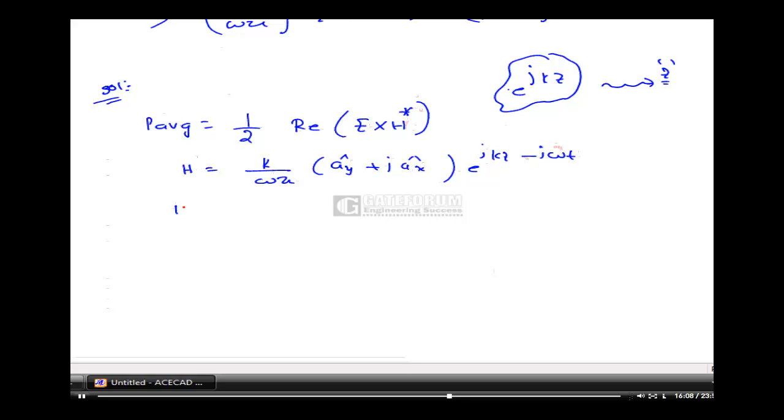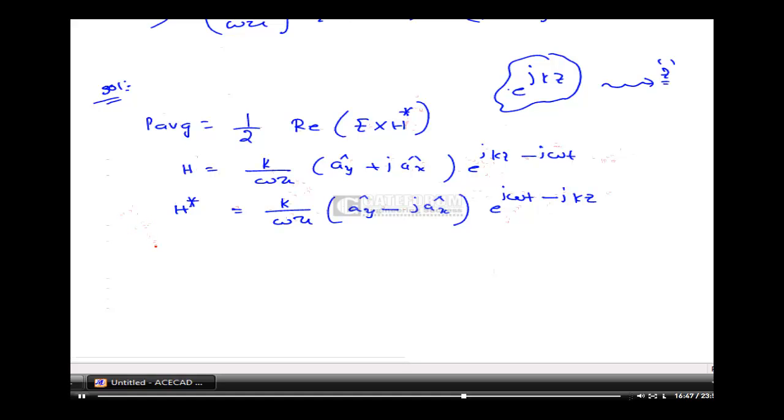H star is given by K by omega mu (Ay minus j Ax). If you take e power minus j common, meaning omega t minus beta z, that is, now it becomes plus. So this is nothing but e power j omega t minus j kz H star.